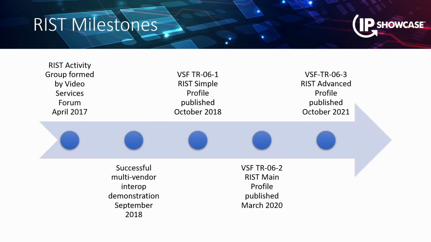A little bit of history. The RIST AG was formed in April 2017. It was actually started in February 2017, but we didn't do anything until April, until NAB. We came, had breakfast, and we actually started working, right? So we had a successful multi-vendor implementation in 2018, released simple profile in '18, then we had main profile, and now Advanced Profile has been released in October of last year, after a long development cycle.